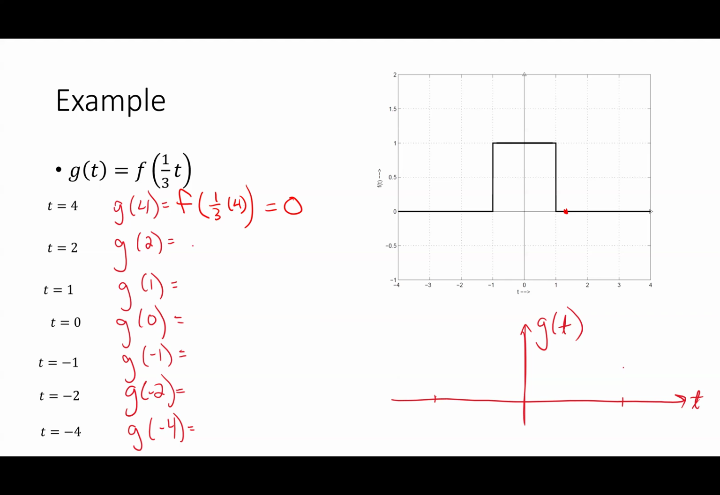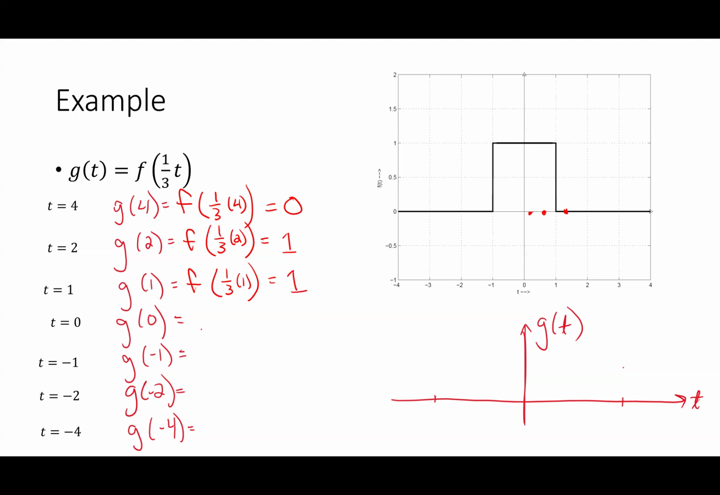T equal to 2. G of 2, I have f of 1/3 times 2, so f of 2/3. Where's 2/3? T equal to 2/3 would be right about here, wouldn't it? What's the function value f at that point? 1. Okay. Now t equal to 1, g of 1 would be f of 1/3 times 1. What's that equal to? Well, that would be here. That's equal also to 1.